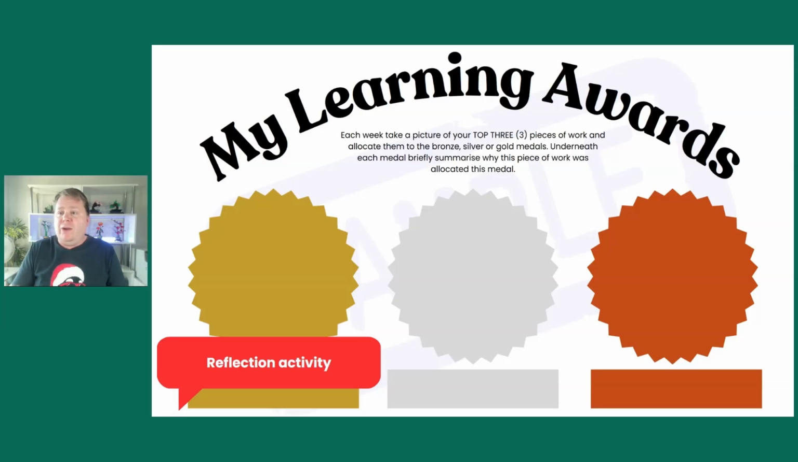But basically, we're asking our students to take a picture of their top 3 pieces of work for the week. So 3 things that they have completed or achieved that they're really proud about. And then they're just going to allocate it to a gold, silver, bronze award and reflect on why they have allocated that particular piece of work, that work sample, to one of these particular medals. How fun is that? Something a little bit different, something out of the box. Again, we have done the hard work for you by creating it ourselves.